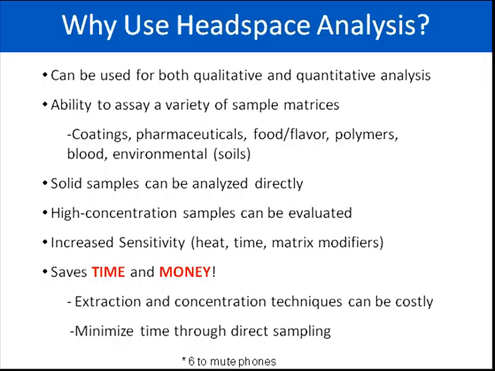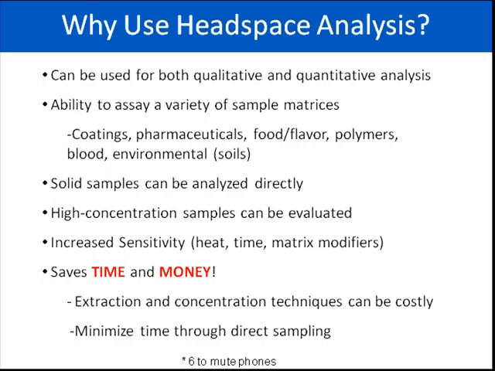It also gives us the ability to assay a variety of sample matrices. When we talked earlier about purge and trap, you're generally looking at regulatory methods, drinking water, wastewater, soil, and these are all methods that have been used over the years to analyze VOCs. When you get into headspace, it gives you a whole different variety of samples that you can look at.